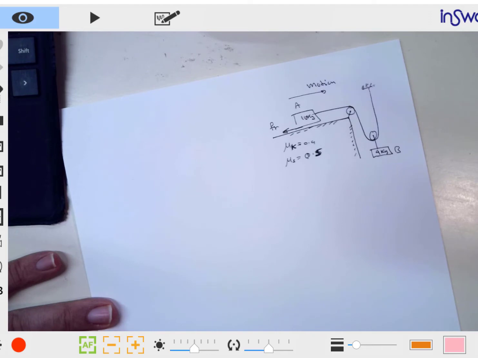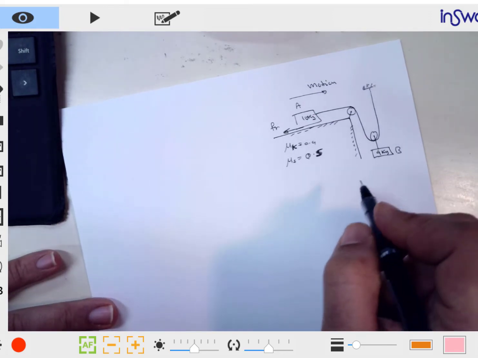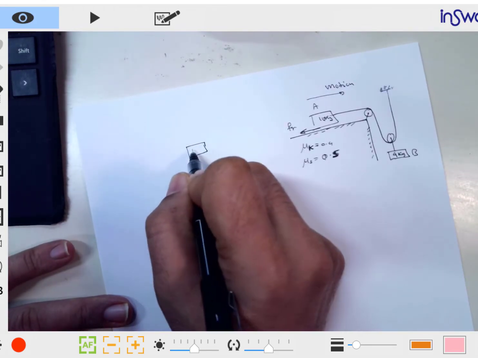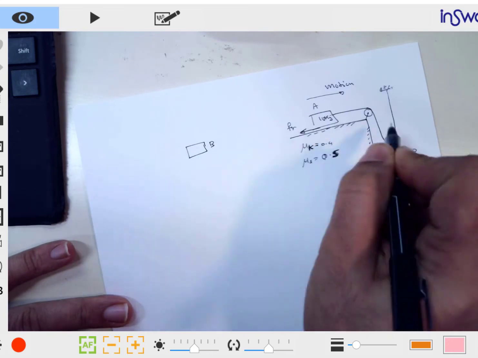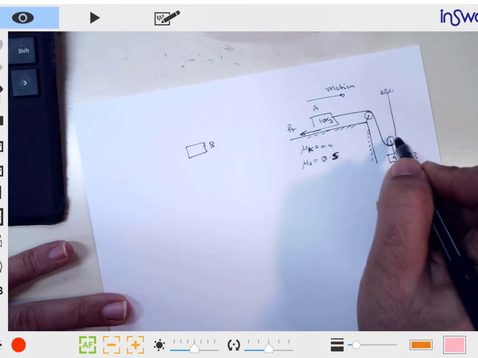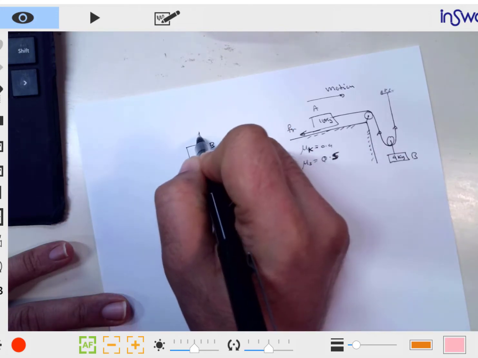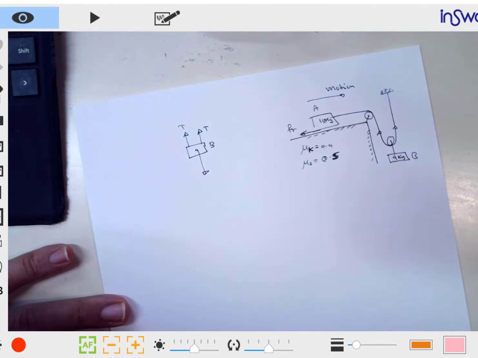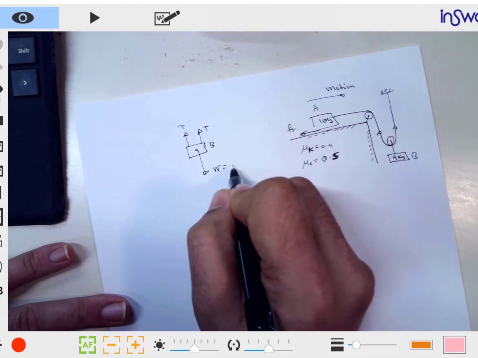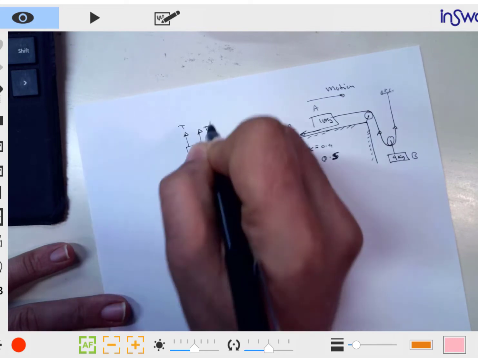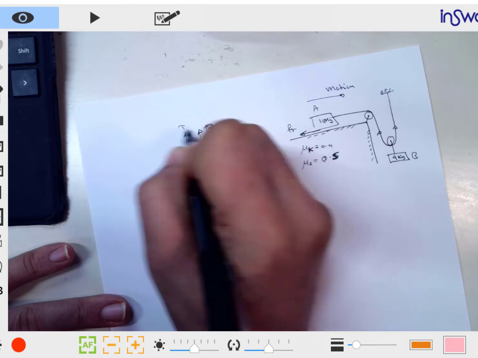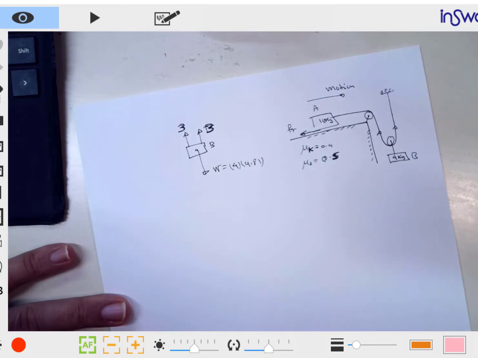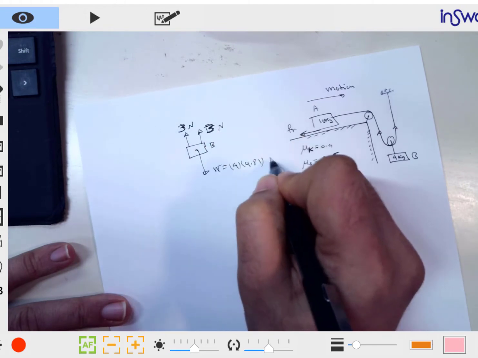Now we want to find the acceleration. The tension is already given to us. It asks for the acceleration of block B, so I need to draw the free body diagram of block B. This block B has two tensions here, which are known, and definitely a weight, which is equal to 4 by 9.81. This is 3 Newton and 3 Newton, right?